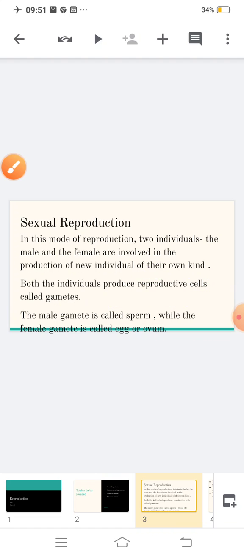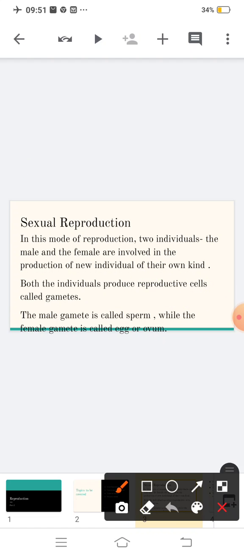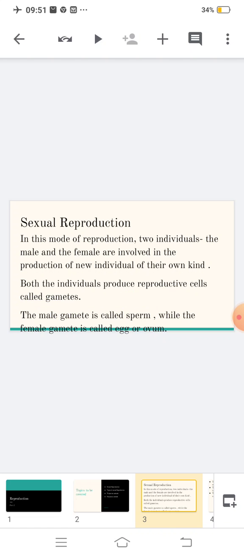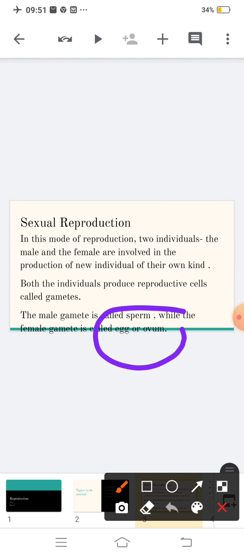Now, the male gamete, that means the male reproductive cell, is known as sperm, whereas the female gamete is called egg or ovum. The male gamete is called sperm, while the female gamete is called an egg or ovum.